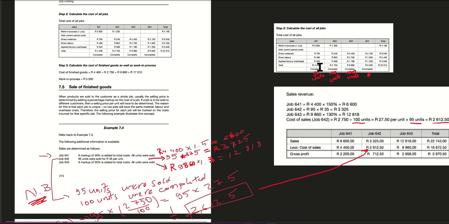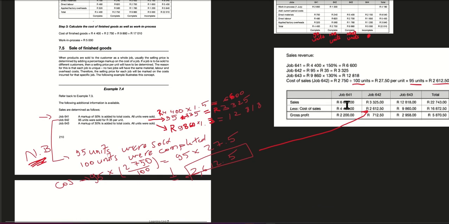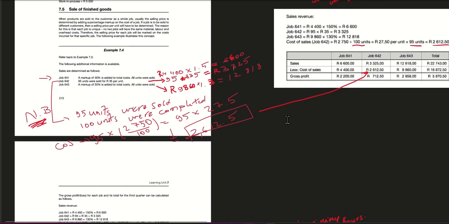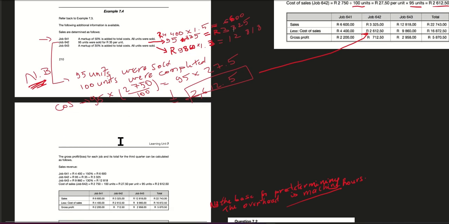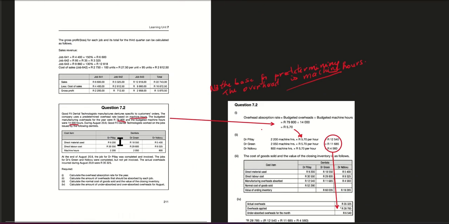So you're going to multiply it by 1.5 or 150%, right? 1.5 to obtain the sales, which will be 6,600. So 6,600 will be your sales minus 4,400, which was your cost. It will give you a gross profit of 2,200, right? 2,200. You can figure out the rest. It is the same process, basically.